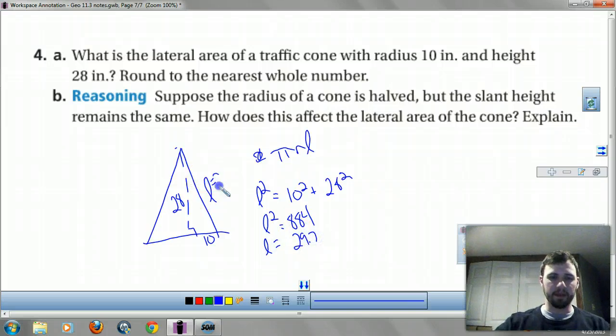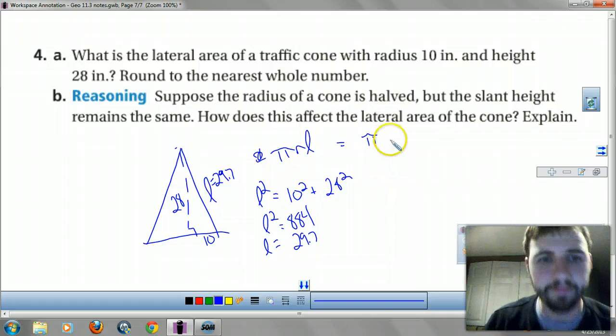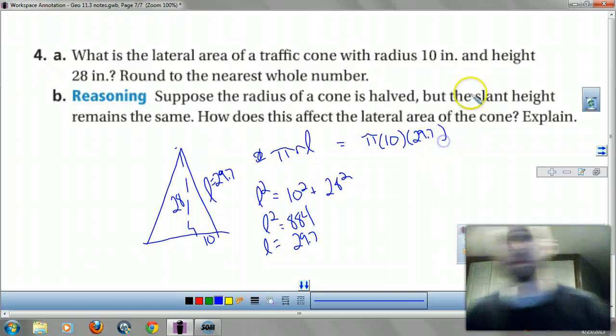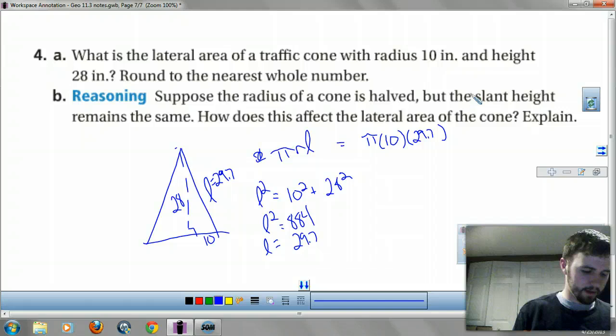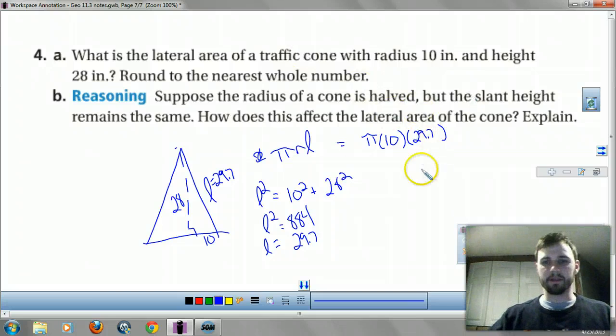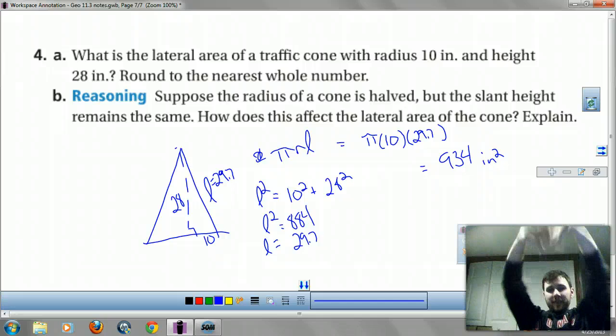Okay. It is time. I plug in my pi for pi, my 10 for my radius, and my 29.7 for my slant height. Plug it all in. And you get 934 inches squared. Okay. That's it.